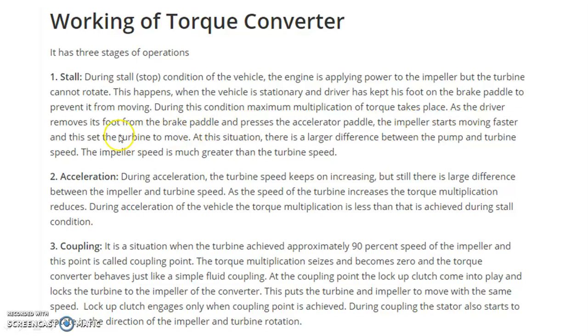As the driver removes his foot from the brake pedal and presses the accelerator pedal, the impeller starts moving faster and this sets the turbine to move. Acceleration: during acceleration, the turbine speed keeps on increasing, but still there is a large difference between the impeller and turbine speed. As the speed of the turbine increases, the torque multiplication reduces. Coupling: it is the situation when the turbine achieves approximately 90% speed of the impeller, and this point is called the coupling point. The torque multiplication ceases and becomes 0, and the torque converter behaves just like a simple fluid coupling.